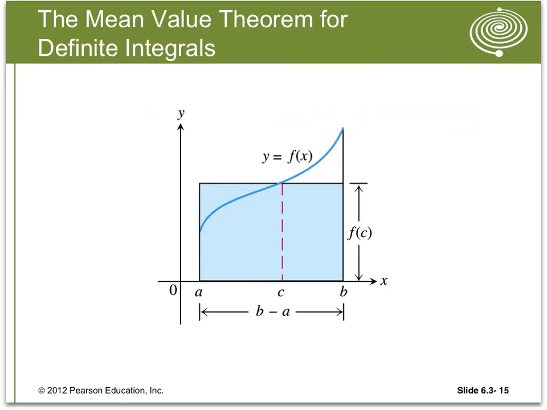This is the picture of that and why. You know that the integral is the area under a curve, so if you take it times 1 over b minus a, you're getting your average value. That's going to be equal to your function at some point.